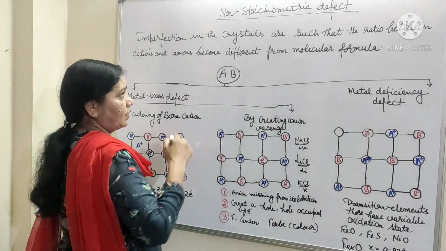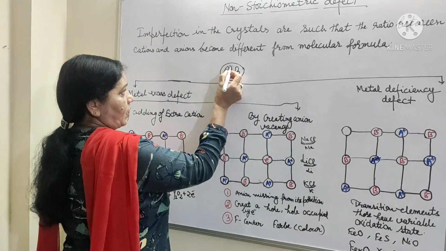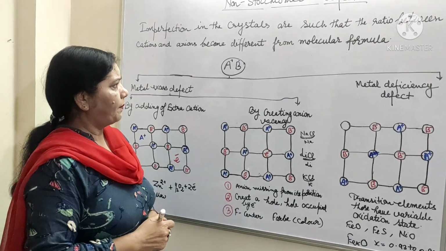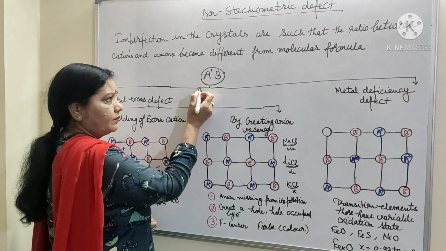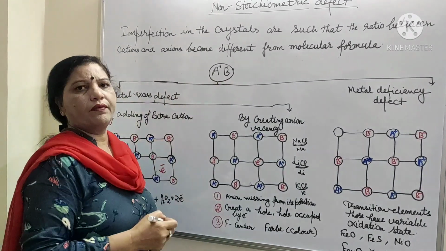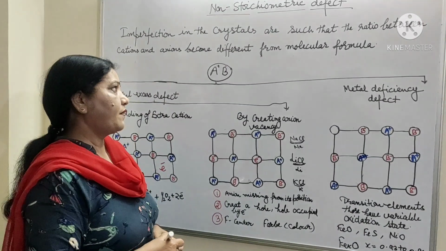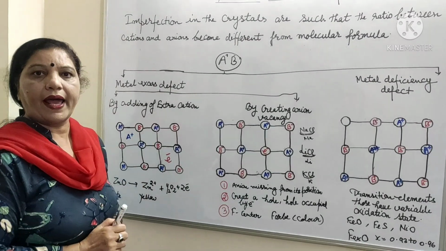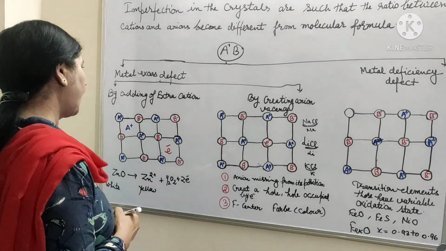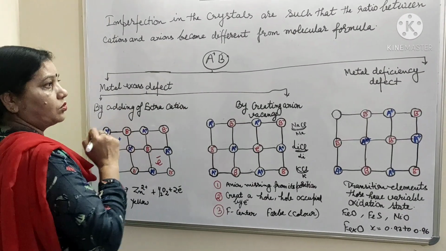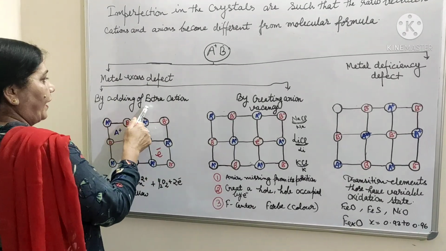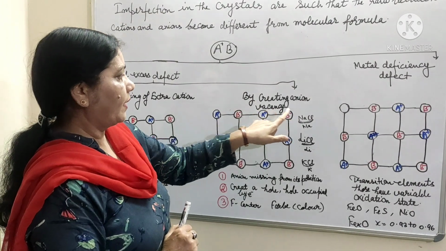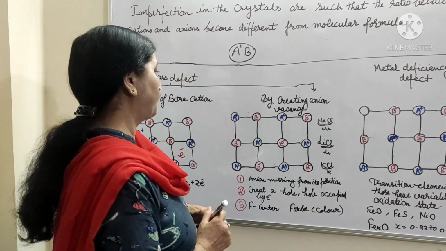Suppose a crystal AB in which A is the cation and B is the anion. So after defect, there may be excess of cation or excess of anion. So this defect is of two types. Number one, metal excess defect. In metal excess defect, this is also of two types: by adding of extra cation or by creating anionic vacancy.